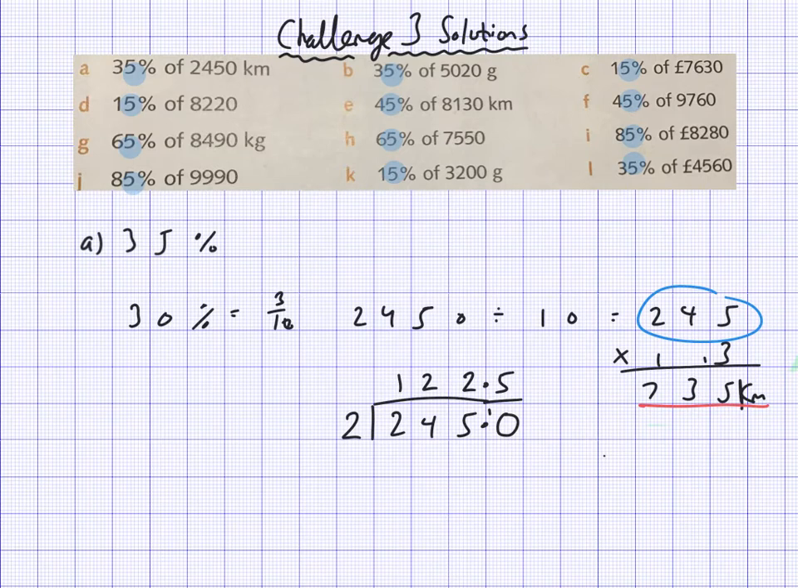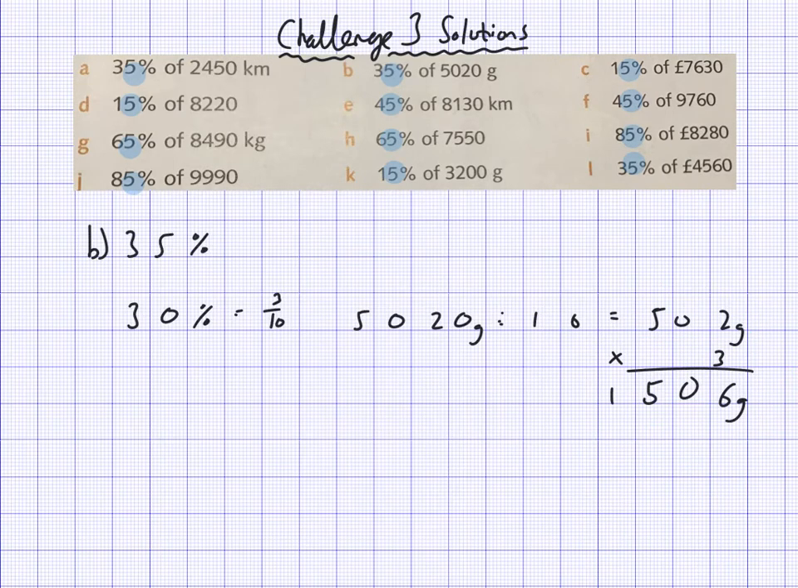So that's 122.5 kilometres. To find the final answer, I'm going to add those together, 735 plus 122.5. So it means you need to add a 10th house into the top number there as well and fill it with a 0 as a placeholder. And that will get me my final answer. Don't forget about your decimal point. And it's 857.5 kilometres.